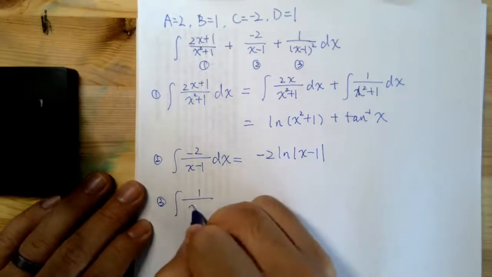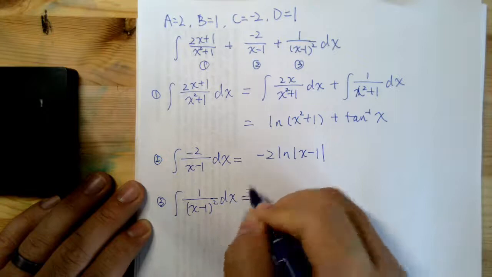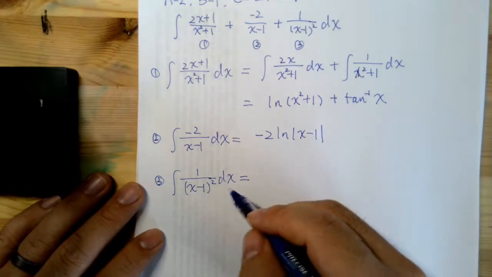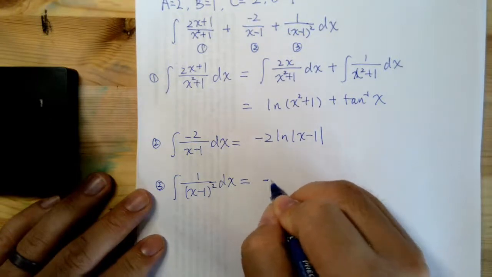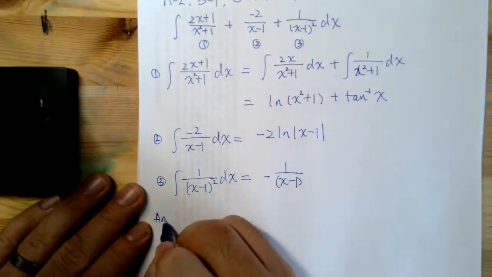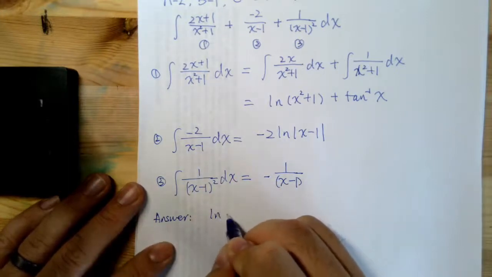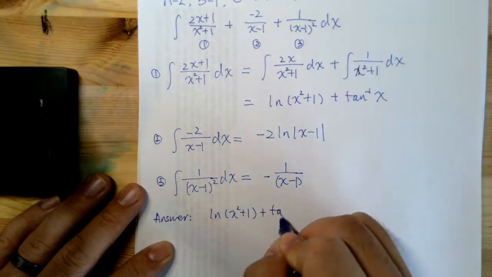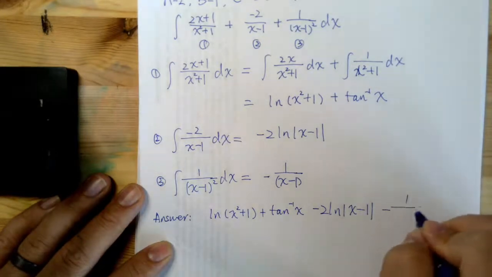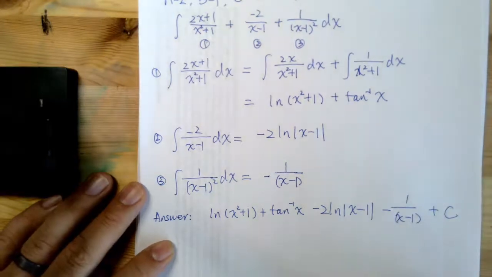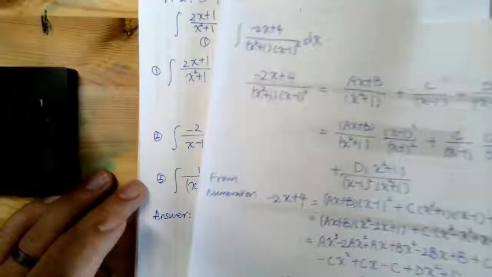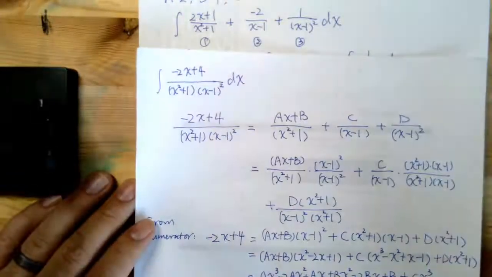For integral 3, 1 over (x minus 1) squared dx, you can still apply a simple u substitution: let u equals x minus 1, then du equals dx. This gives us negative 1 over x minus 1. Okay. So our final answer is going to be ln of x squared plus 1, plus tan inverse of x, minus 2 ln of the absolute value of x minus 1, minus 1 over x minus 1, and then add an arbitrary constant c. Okay, so that is our final answer for this partial fraction decomposition problem.